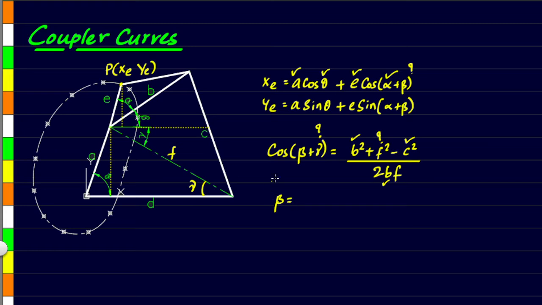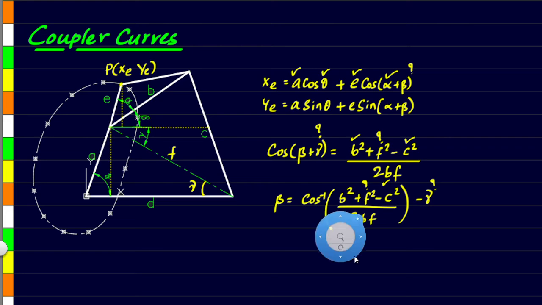So we can just transfer all the other terms to the other side. To get the relation for beta, we'll have to take cos inverse of this whole term as it is. And then because gamma is also on this side, we'll just have to subtract gamma. So this here becomes the equation for beta. Here again, we don't know the value of f, and we don't know the value of gamma, which we'll have to find using some other methods.